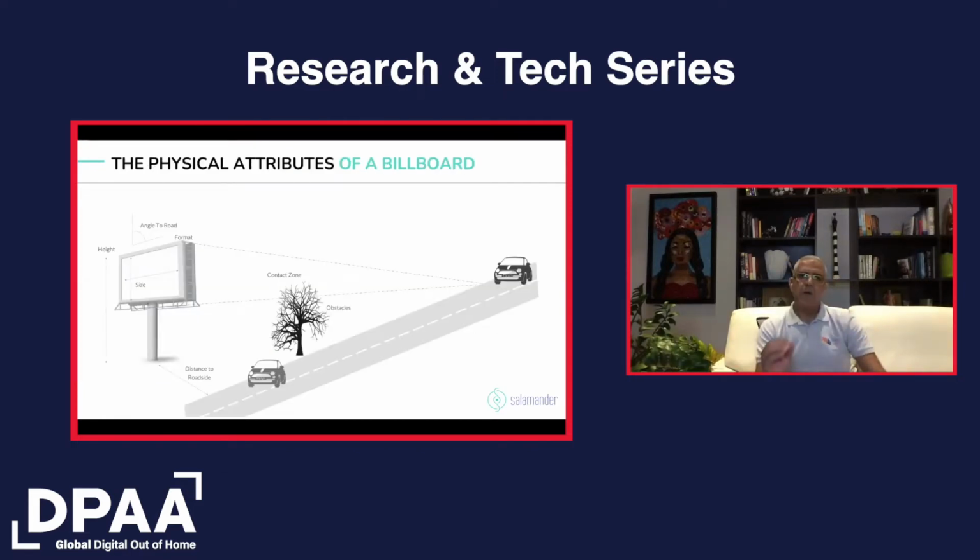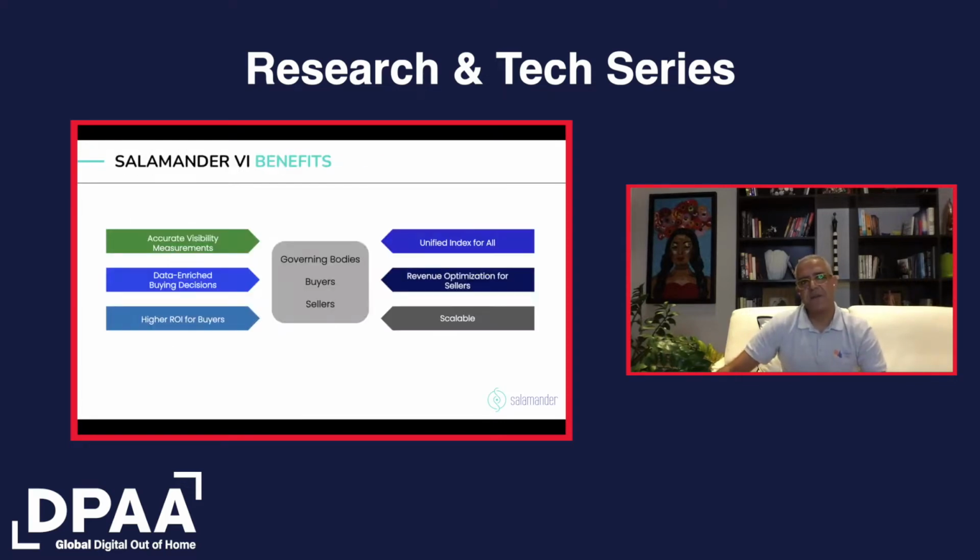So what do we study? We study the physical attributes of the billboard: the height, the size, the format, the angle to the road, the distance from the roadside, any obstacle of viewing, the contact zone. All these physical attributes are put into the machine learning process, where we can come up with a visibility index for each and every single billboard.